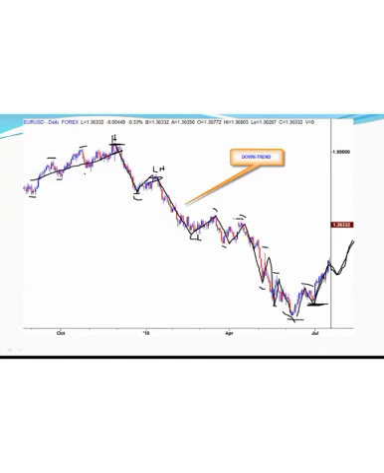Okay, this would be considered a complex pullback. This is basically a simple one. A simple pullback would be here's a move down, and here's your pullback, your retracement in a trend. That's a simple one. A complex one would be here's a downtrend, here's a bounce, here's a failed test to try to make a new low, here's a bounce, and then a continuation.